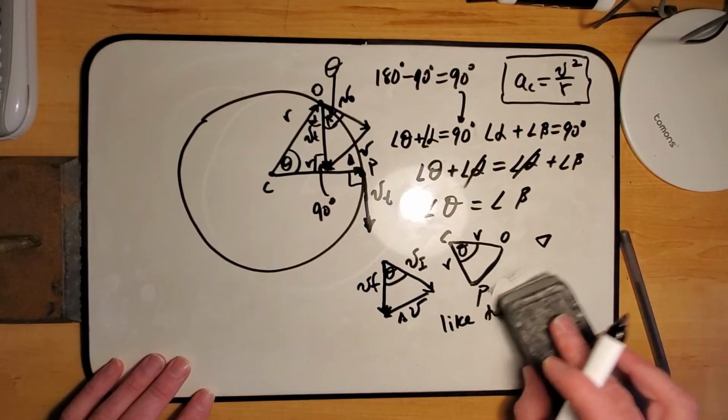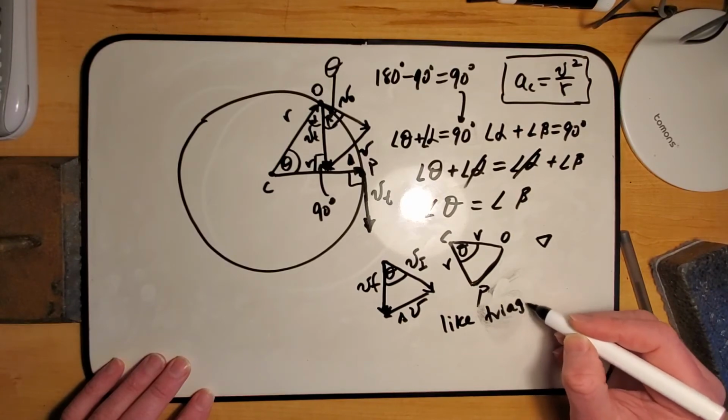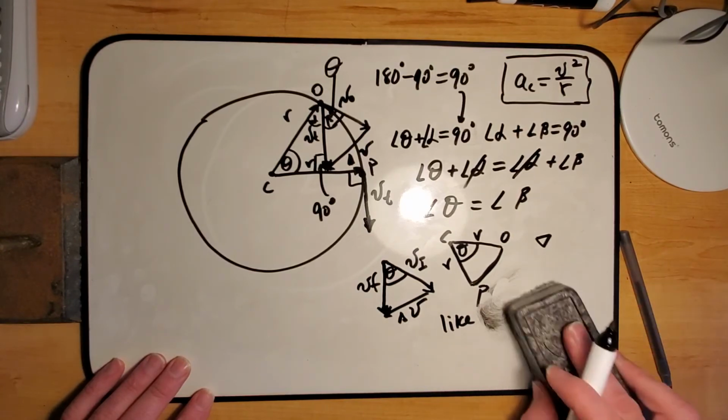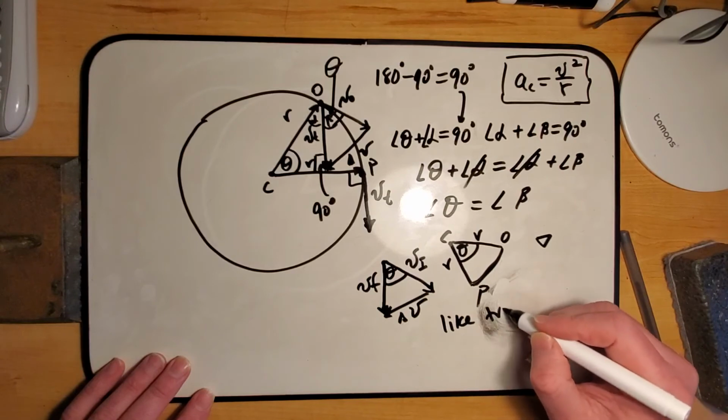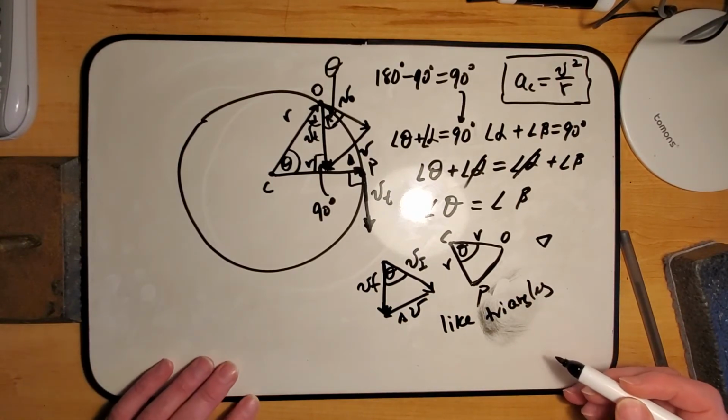Let me just spell triangles correctly. Hold on. Triangle. See, I can spell triangle. Oh, yeah. Triangles. Okay? Now, so they are like triangles.